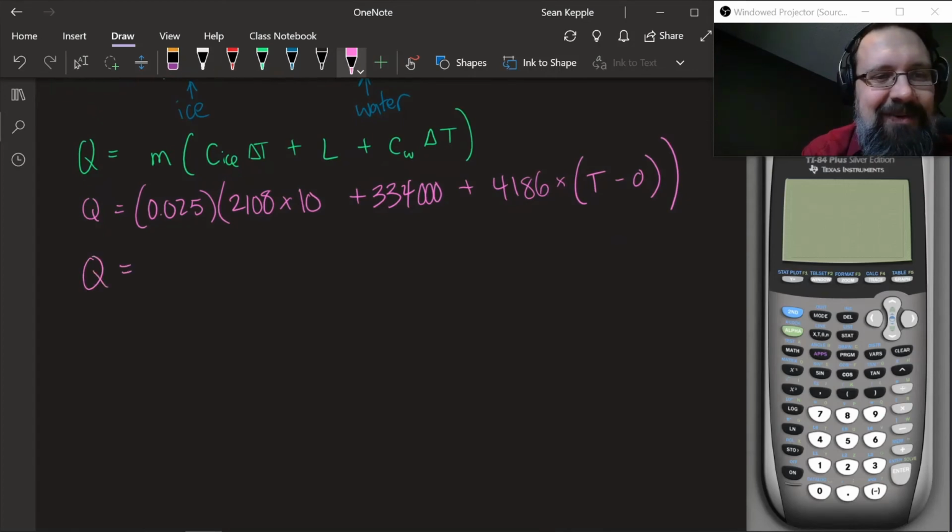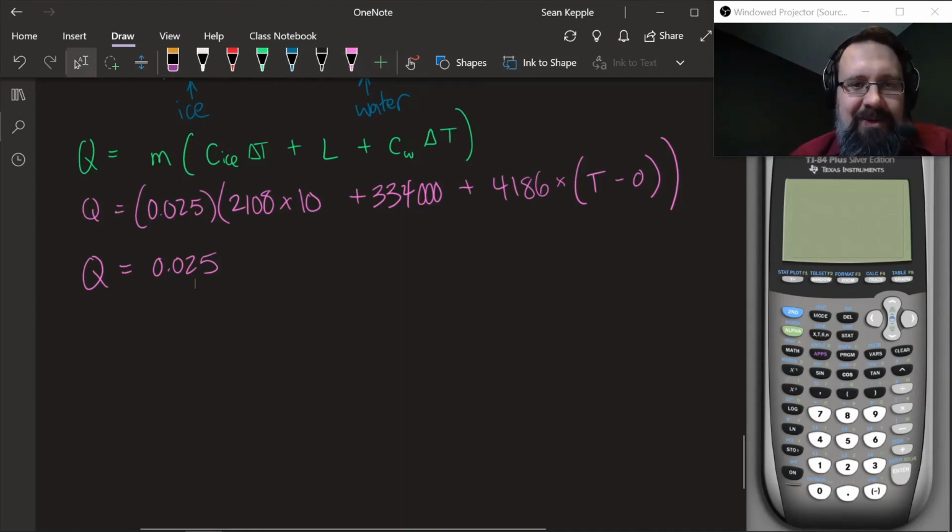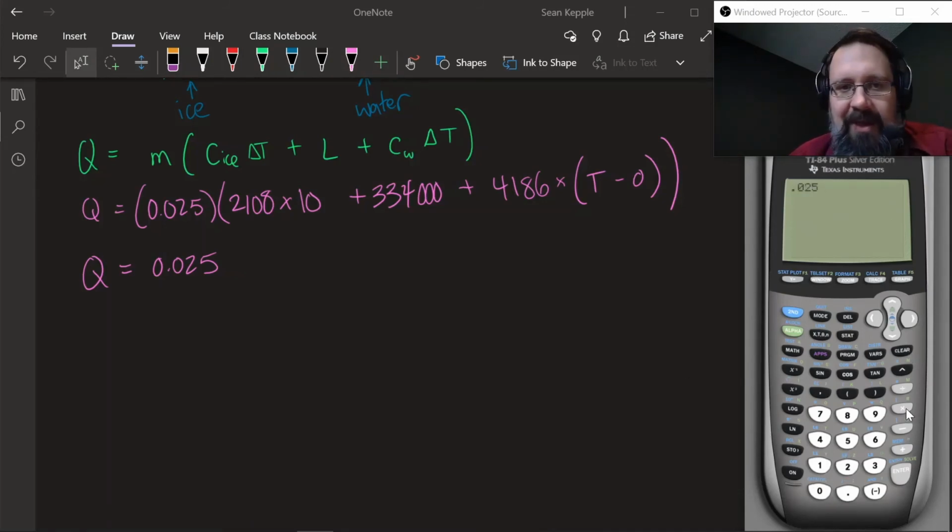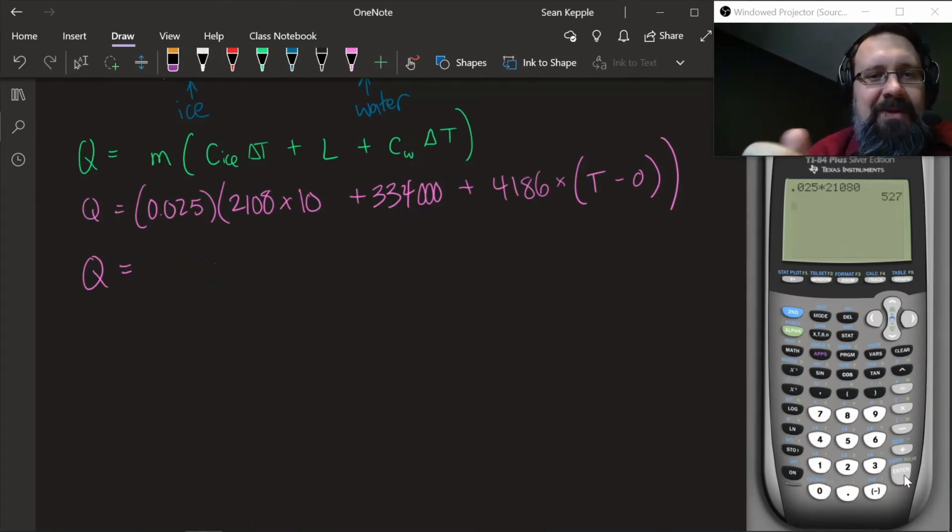So Q is going to equal 0.025. I'm just going to start crunching this stuff on the calculator over here. Okay, here we go. I'm going to put the 0.025 and multiply that by this here. So 2108 with an extra 0 on it, 21080. All right, so that's going to give me 527.